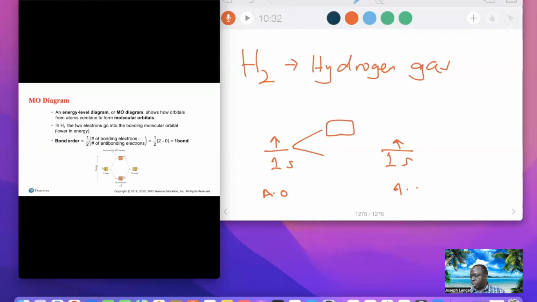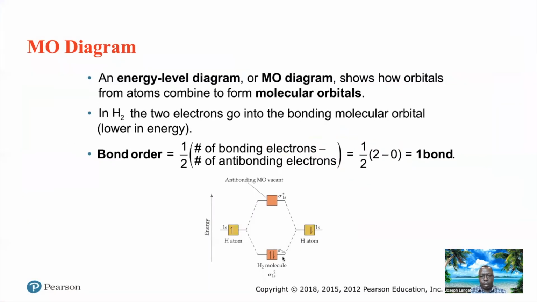They can combine to form what we call molecular orbital. And the electron from each atom occupies the lowest one. We call this sigma 1s. The lower one is bonding, and the upper one is antibonding. You always remember this is antibonding, sigma star 1s.